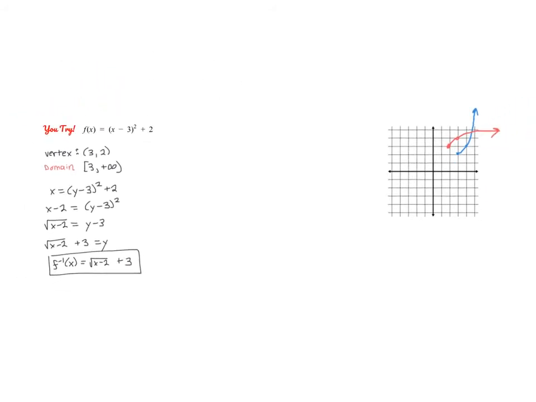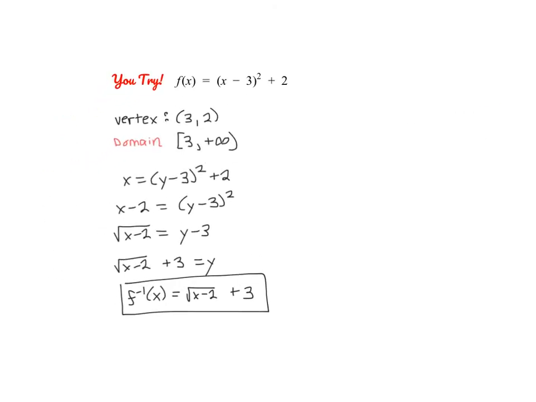And then just to check, I kind of graphed it over here. The blue is our original function, and then the red is our inverse. So you can see that it is reflected over that line, y equals x. So we know our answer is correct.